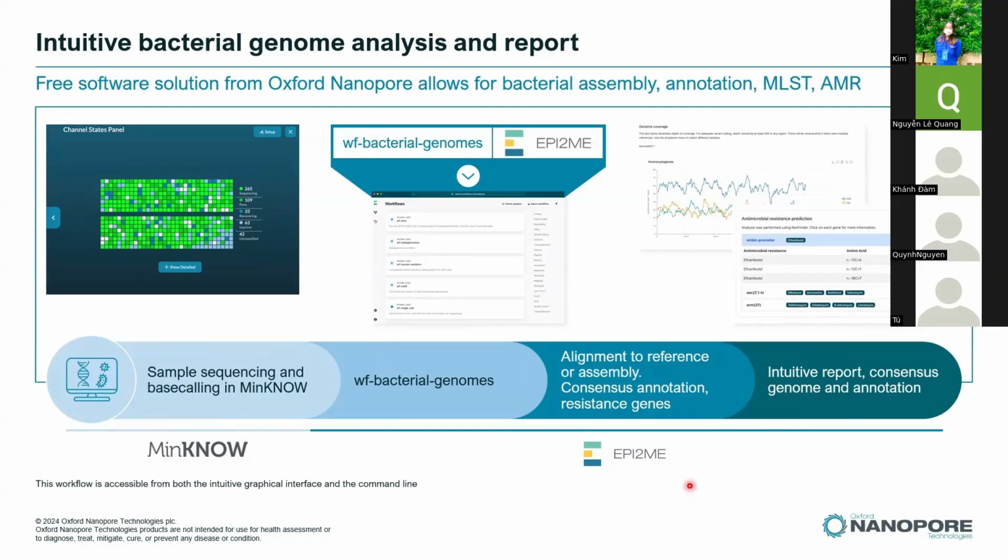And it can be run either on the graphical user interface or command line. And these are free workflows, so you don't need to pay for the use of these workflows. For example, for bacteria whole genome sequencing, you can use wf-bacterial-genomes to do bacterial assembly, the annotations, the MLST, as well as predict the antimicrobial resistance profile.